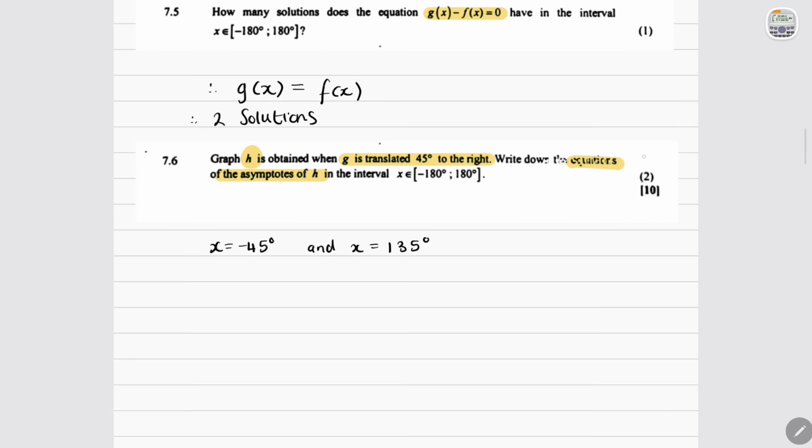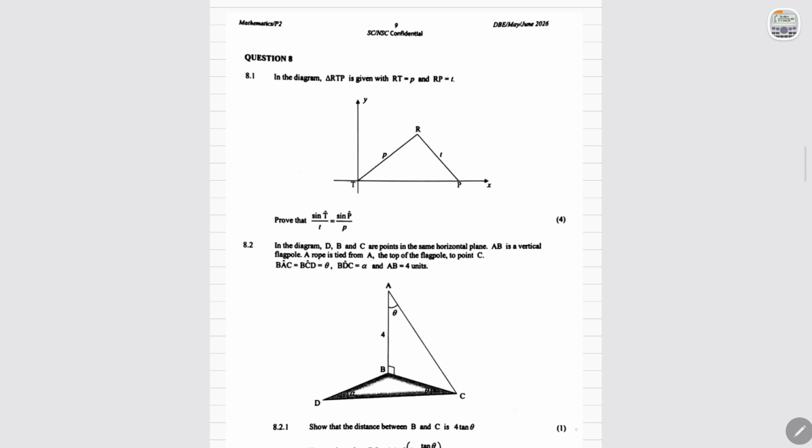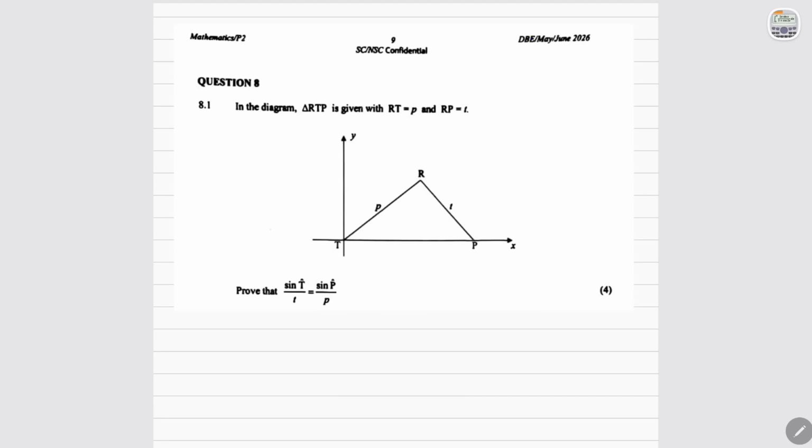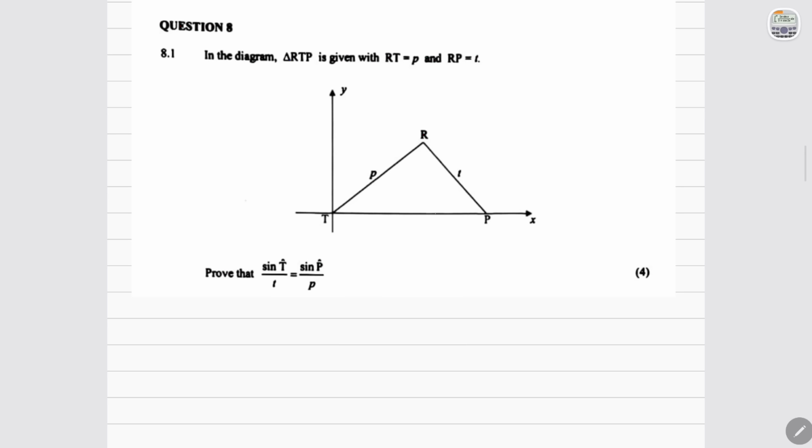Okay, question 7. And moving on to the final section of the trigonometry part of this paper. Okay, we are on the final section of the trigonometry part of this paper, and we have question 8.1. So question 8.1 says, in the diagram, we have triangle RTP is given with RT being equal to P and RP being equal to T. They want us to prove that sine angle T over T is equal to sine angle P over P. Yeah, they want you to prove the sine rule.